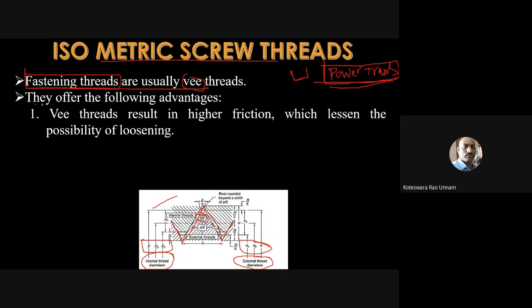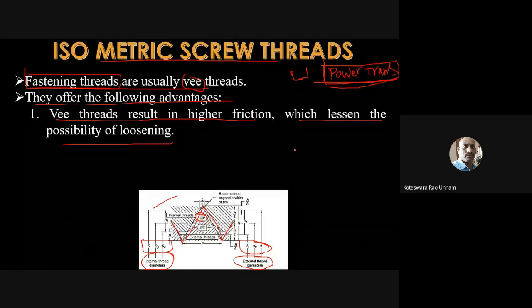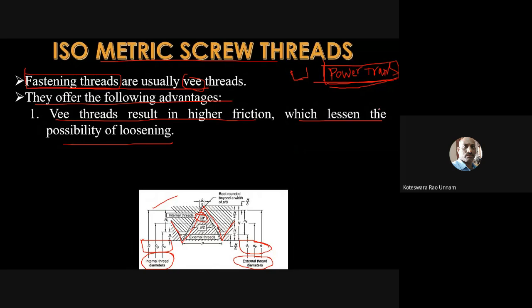So they offer the following. Like Acme thread, V threads result in higher friction, which lessens the possibility of loosening. And also here, in our engineering mechanics, I don't know whether you studied that point or not, there is a thing called self-locking. Self-locking means if you take the thread angle and friction angle, based on the relation between the thread angle and friction angle, we can specify the screw as a self-locking thread or not self-locking thread.